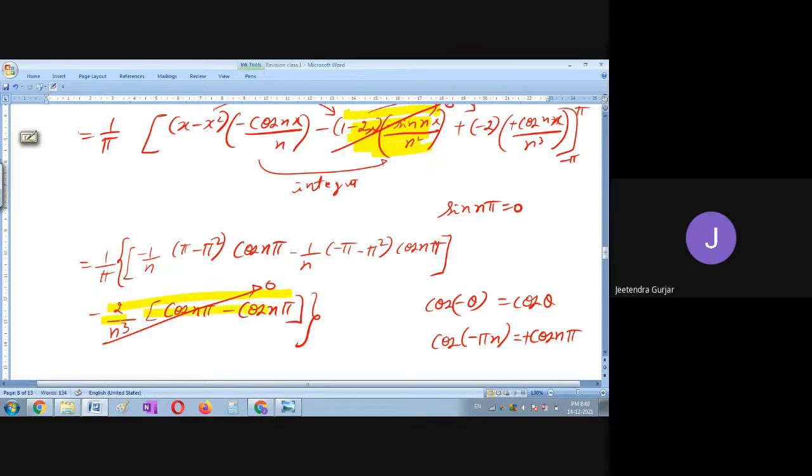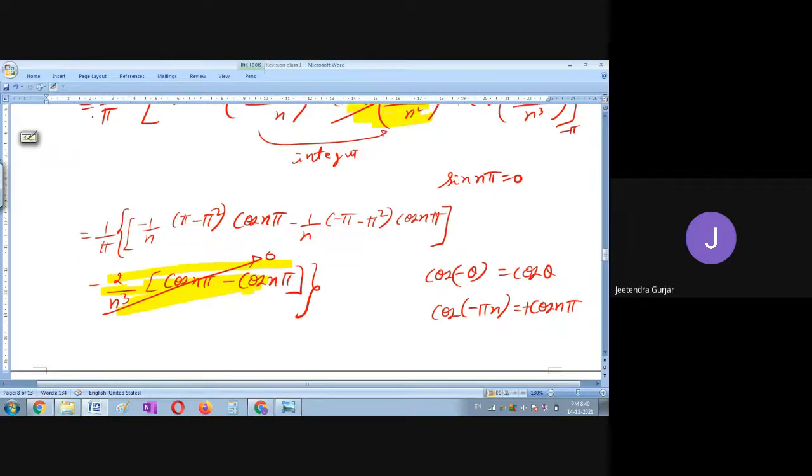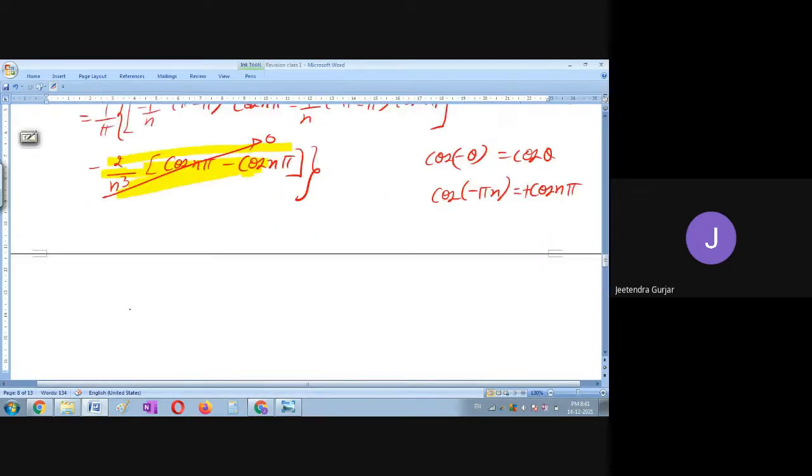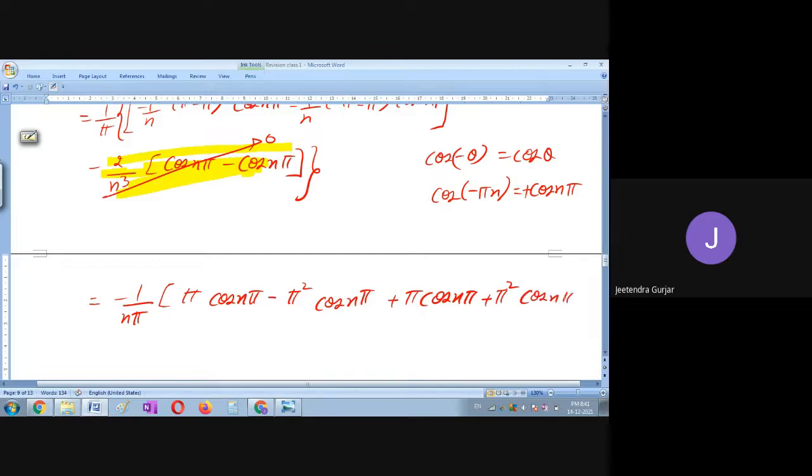So within 2 to 3 minutes you should solve this. So I have removed this. Then only remaining parts are simplified. So here you can see minus 1 upon n pi. Minus 1 upon pi I have taken outside. Open the brackets once. After simplification you will get here pi cos n pi minus pi square cos n pi plus pi cos n pi plus pi square cos n pi.